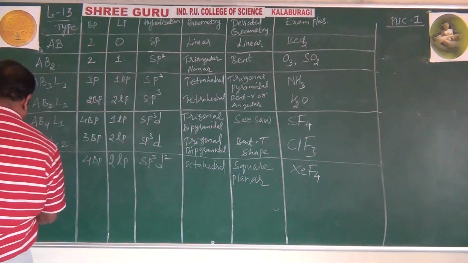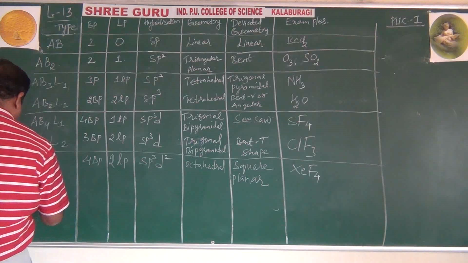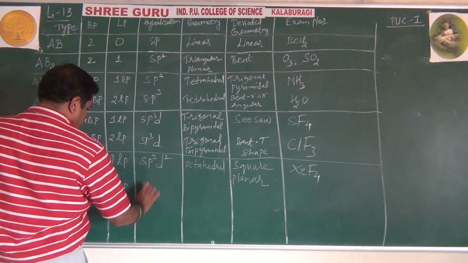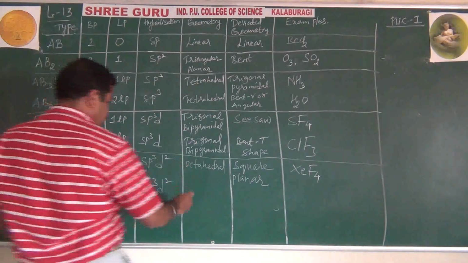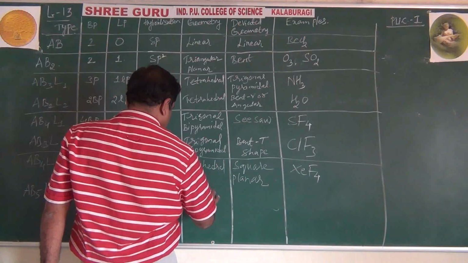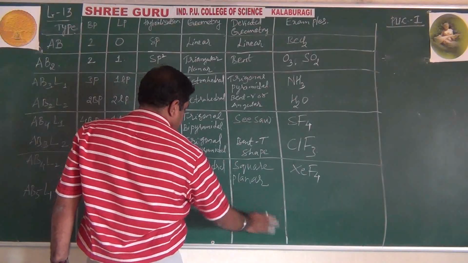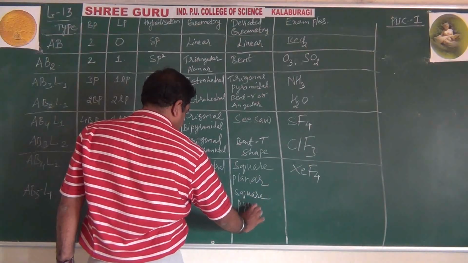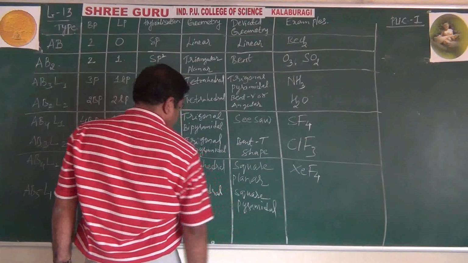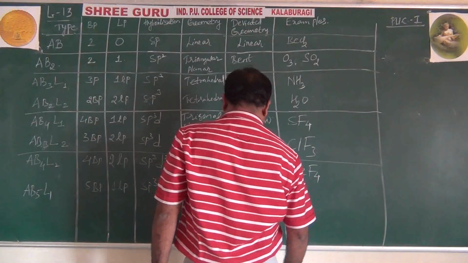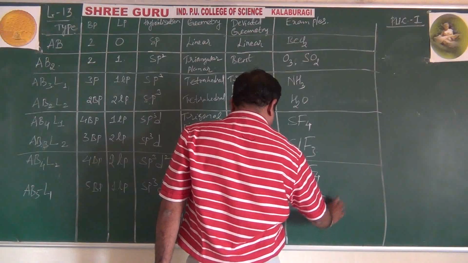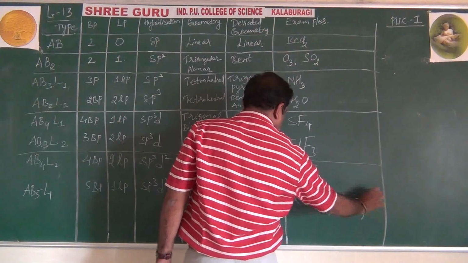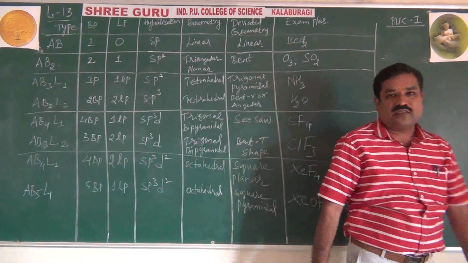Then say AB5L1, 5 bonding pairs, 1 lone pair. Got it? Same sp3d2, 5 plus 1, octahedral. Deviated geometry is square pyramidal. Square pyramidal. Examples, XeOF4 or BrF5, bromine pentafluoride. These are the best examples for 6 pairs of electrons.